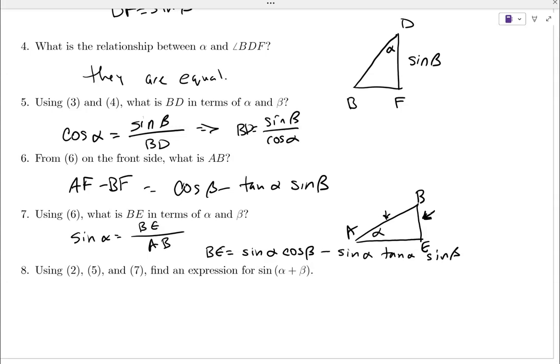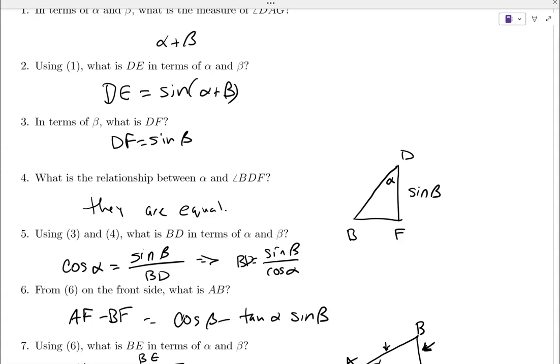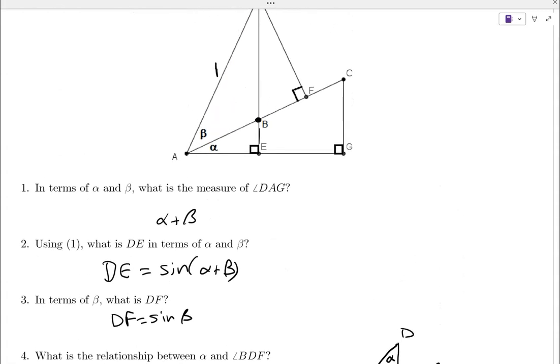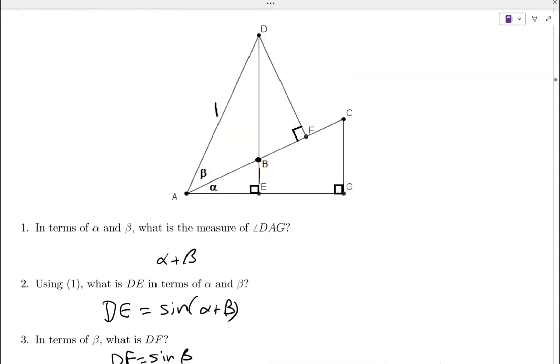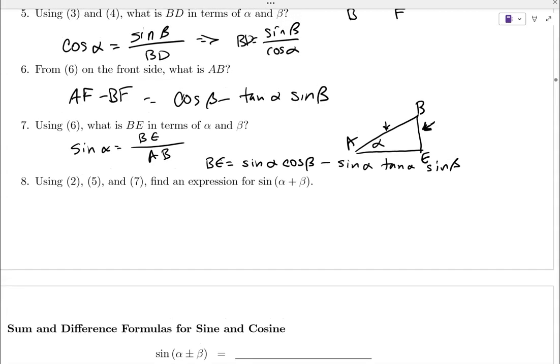All right. So anyway, pardon me, we've got, where was BE? Let's go back up to the top here. Try again. This whole length of DE is sine of alpha plus beta, correct? So sine of alpha plus beta is the length of DE. We agree? Okay. DE is the same thing as BE plus BD.